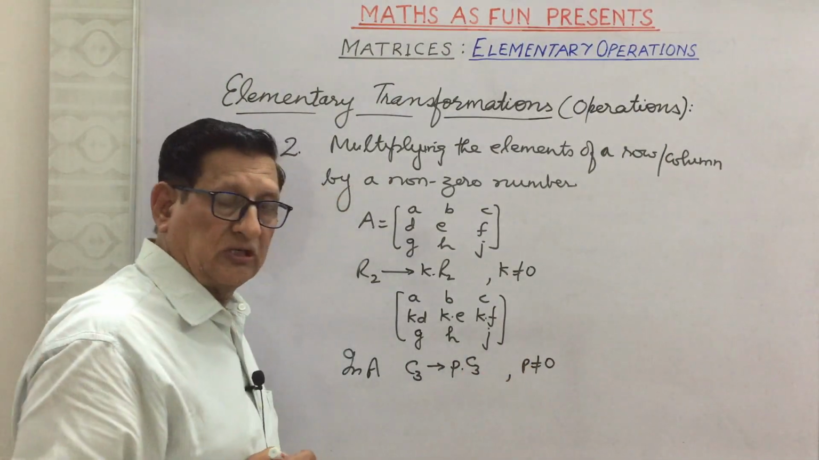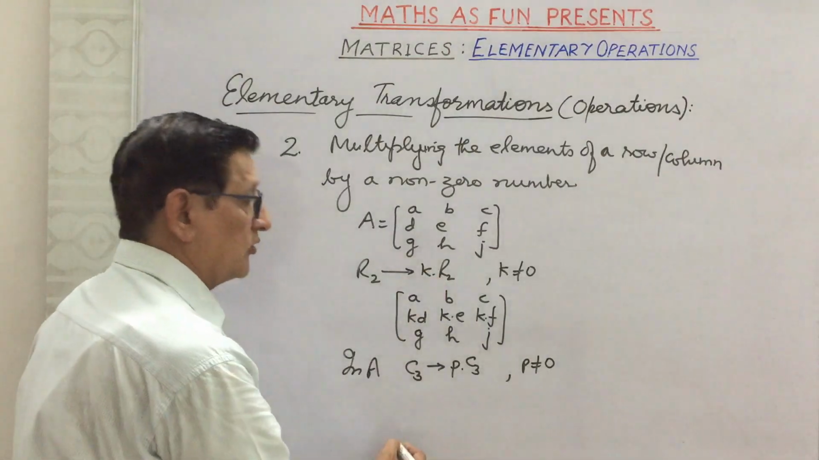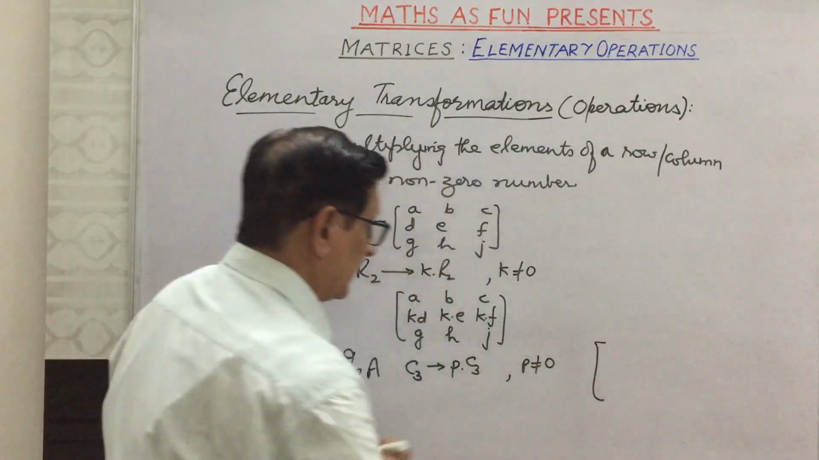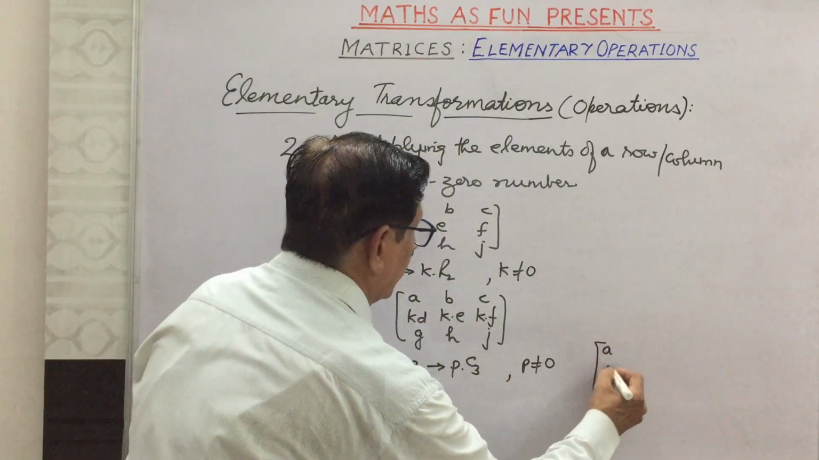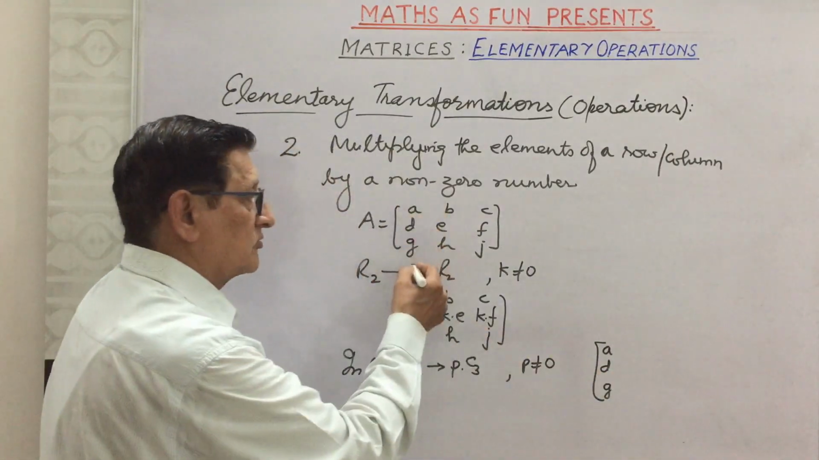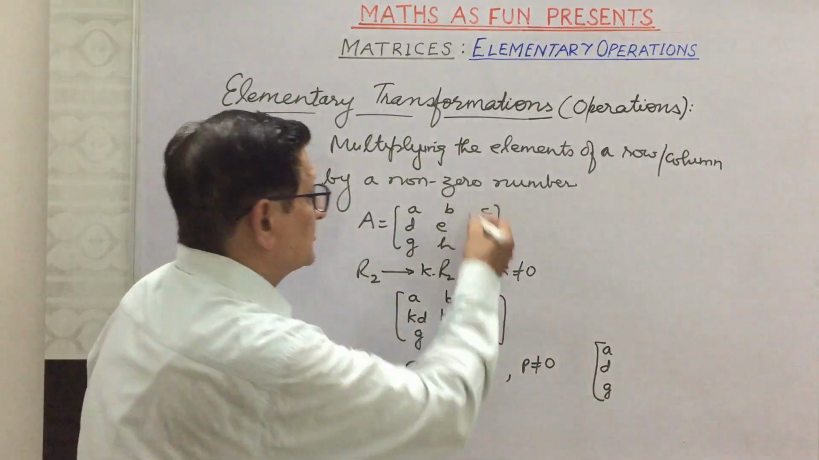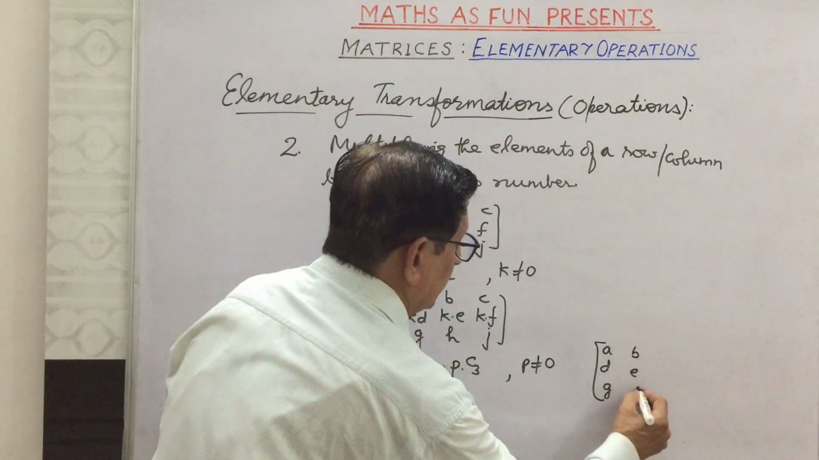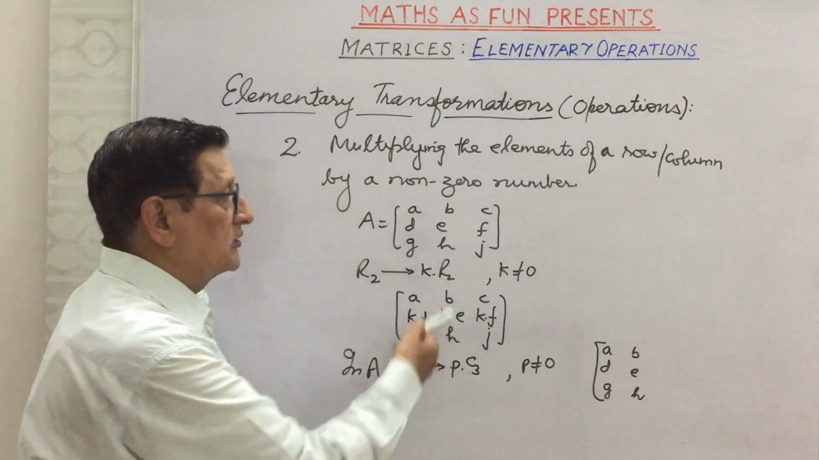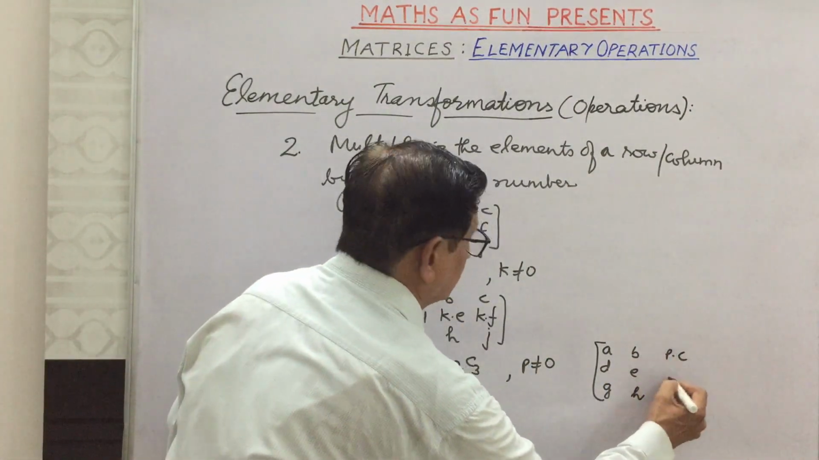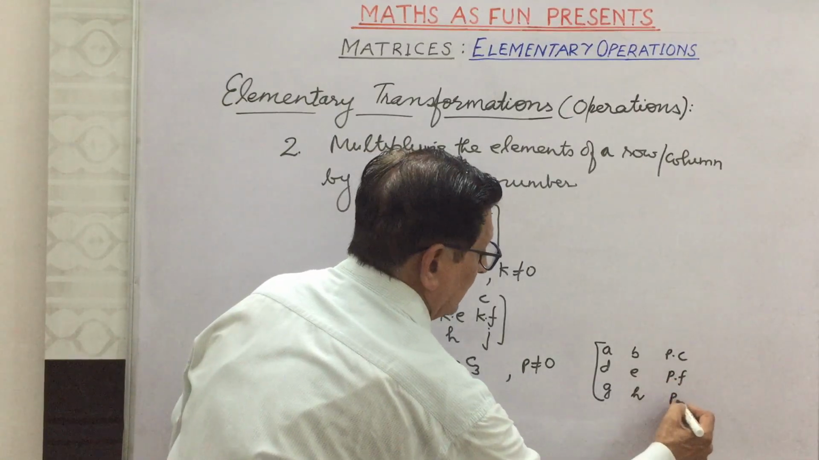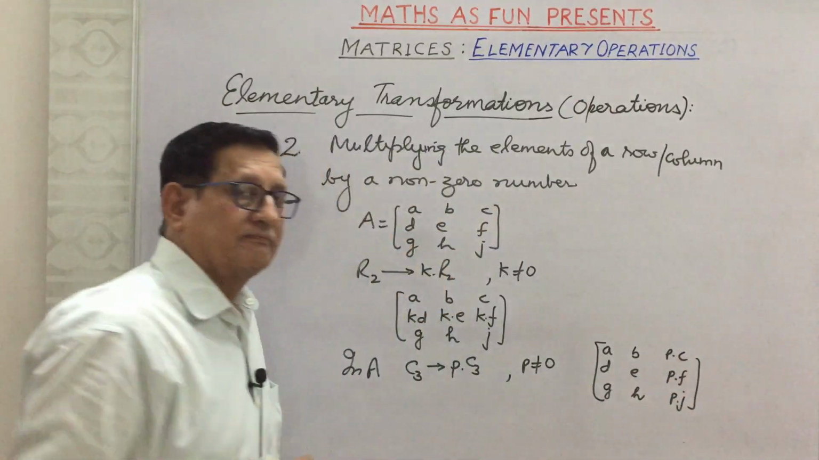equal to 0. Then the matrix which we obtain here will be A, D, G. The first column remains same. Second column remains same, B, E, H. Multiplying the third column, this will be P into C, P into F, and P into G.